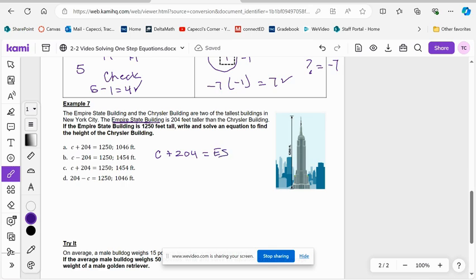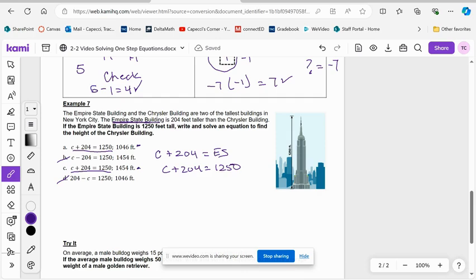Now they tell us that the Empire State Building is 1,250. So I substitute that in. Now let's see what my answer is because I do have a two-part question. C plus 204. So I'm going to get rid of A and C. Now when I narrow it down to two, I'd like to see what's the same and what's the difference. So my equations are the same, just my end game here, the actual height of the Chrysler Building, is different.